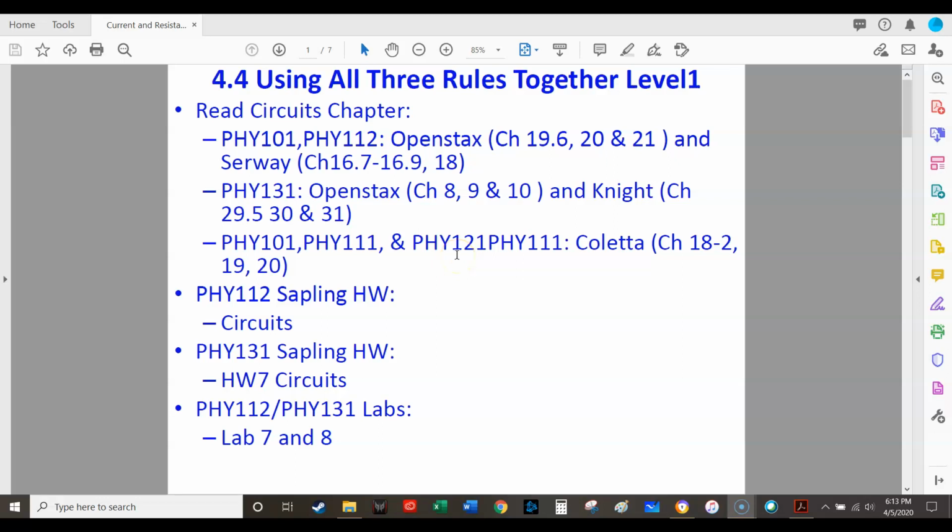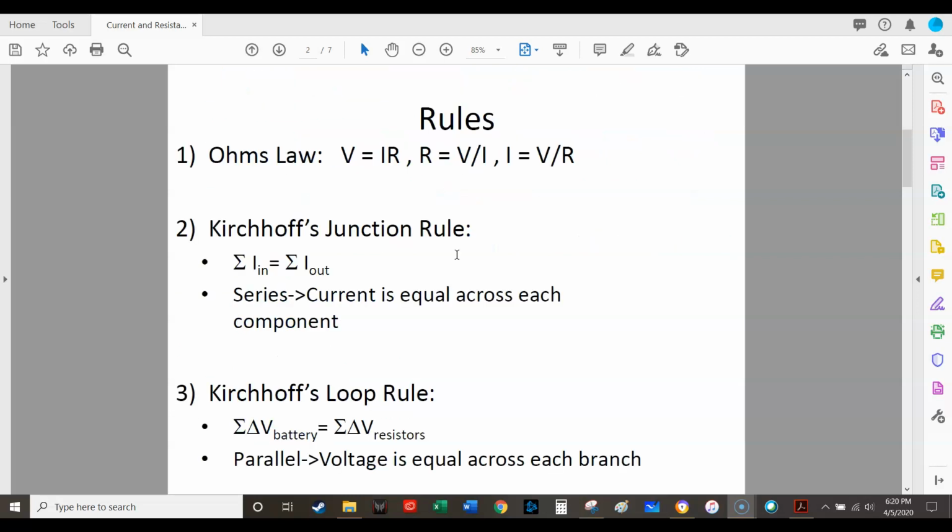Hi everybody, we're moving on and we are at 4.4, using all three rules together. In the last two videos we covered Ohm's law, Kirchhoff's junction rule, and then Kirchhoff's loop rule. So there are two Kirchhoff's rules that we're using, and then Ohm's law. Here we have Ohm's law, written in all of its different forms to solve for voltage, resistance, and current using the other two variables.